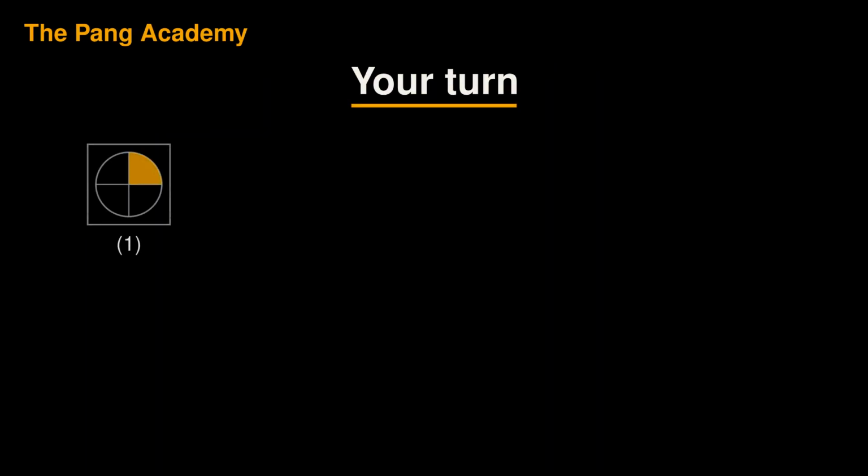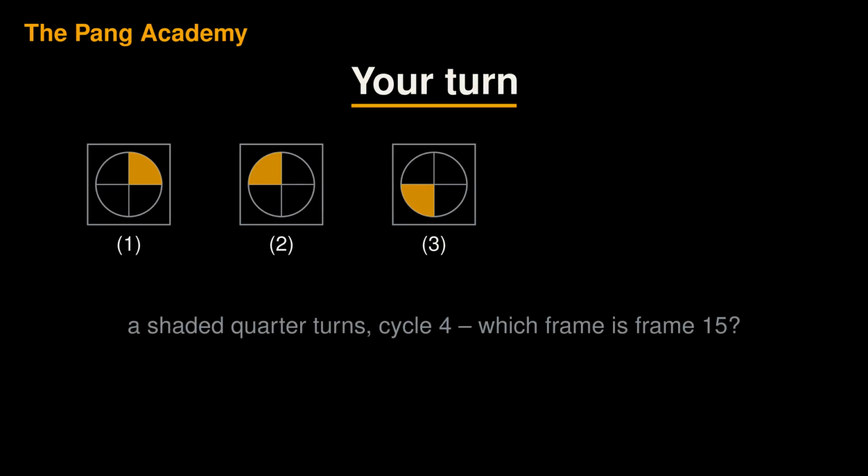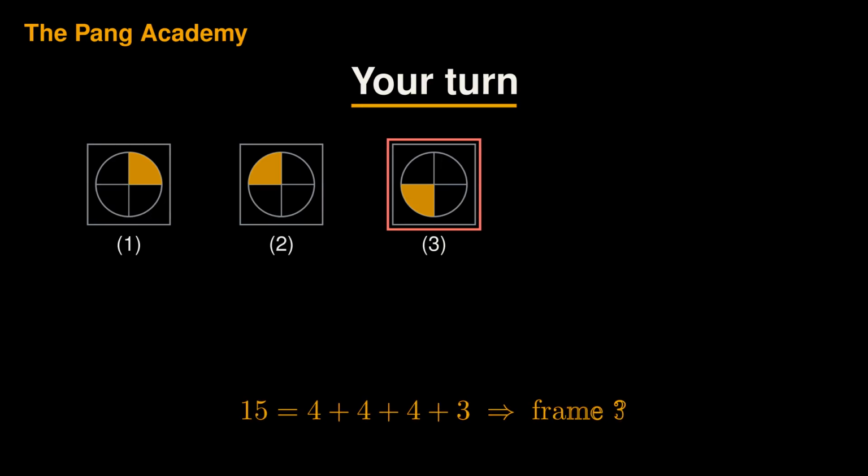Your turn. Here is a circle with a single shaded quarter, turning a quarter turn each frame. The cycle is 4, like the box. Which earlier frame does frame 15 match? Divide 15 by 4, keep the remainder, then pause. 15 is 4 plus 4 plus 4, 3 whole turns, with 3 left over. So frame 15 matches frame 3, the shaded quarter sitting in the very same corner. Divide, keep the leftover, and there it is.